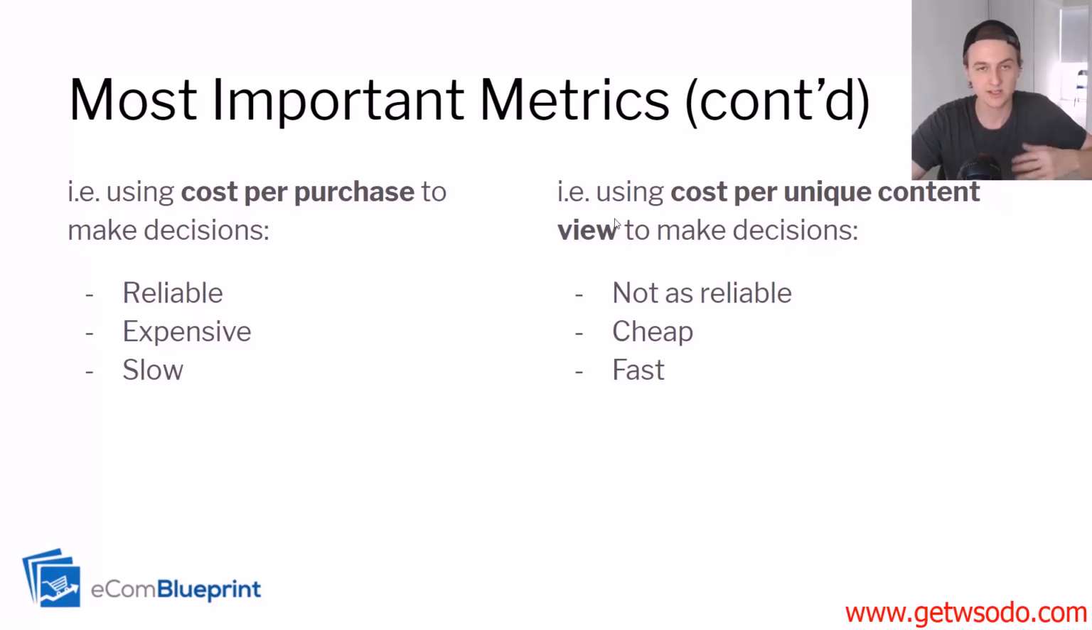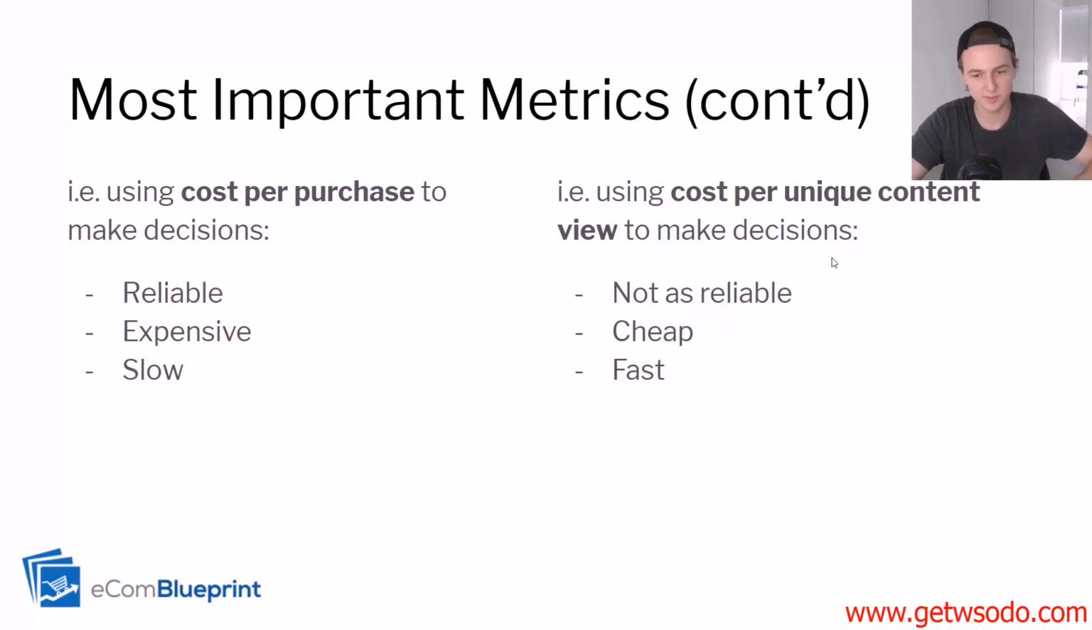Now, if you want to test fast and you don't want to spend a lot of money testing and you just want to try to be profitable as fast as possible, then you want to use the cost per unique content view to make decisions. Like I said, it's not as reliable, but it's cheaper, right? Because if your cost per view content is like 50 cents, you can spend $5 to $10 and you'll have enough data to make a decision. And like I said, it's fast, right? And so that's the trade-off.